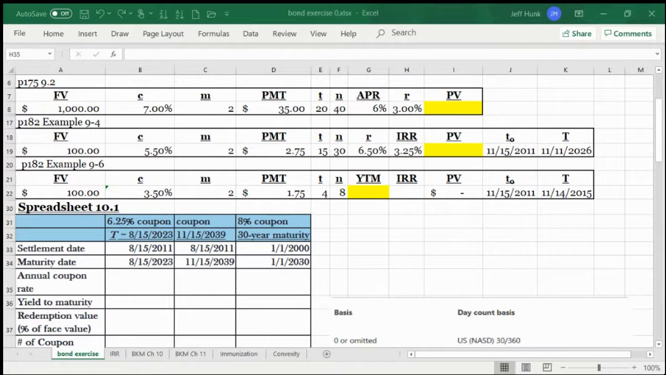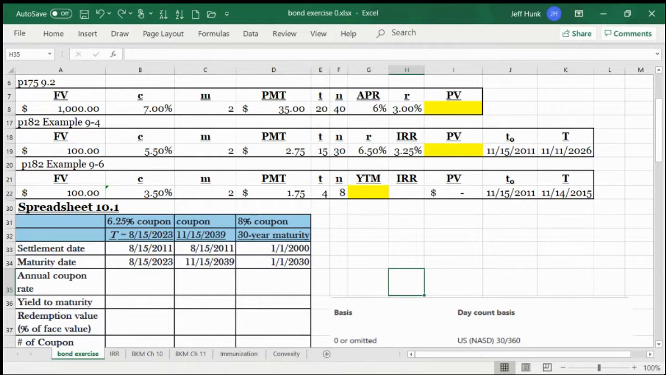This is Dr. Jeff Hong, and this is the third video in the same topic, the topic of bond price and bond yields. Now, as pre-announced in the previous video segment, we're going to do this example of bond pricing and bond yield.